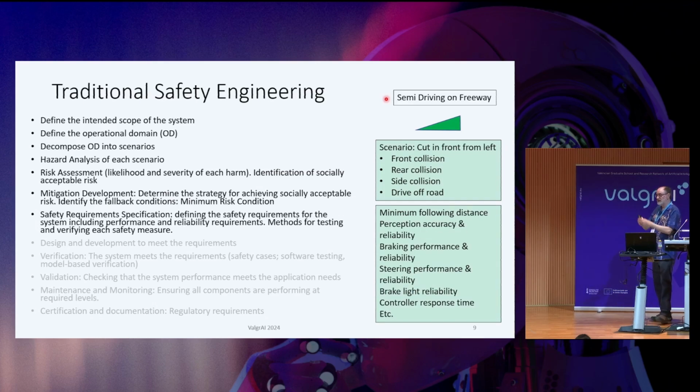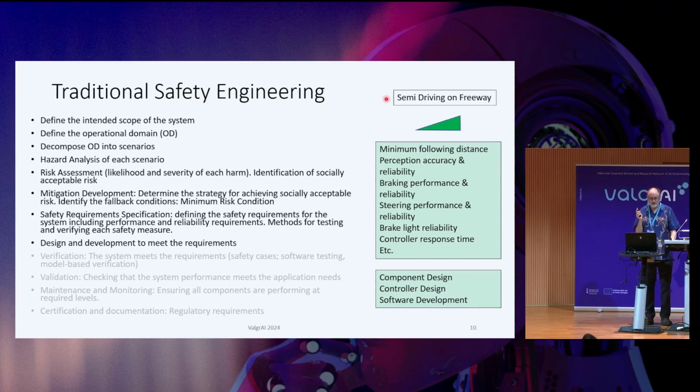Then, as I start to decompose the system into subsystems and subsystems, I decompose my safety requirements into those systems too. So I need the brakes to only fail once every 10 years, something like this, right? I get set requirements for each of those. Then we get to the part that I think computer scientists are comfortable with, which is actually writing the software, building the hardware, the system design and development.